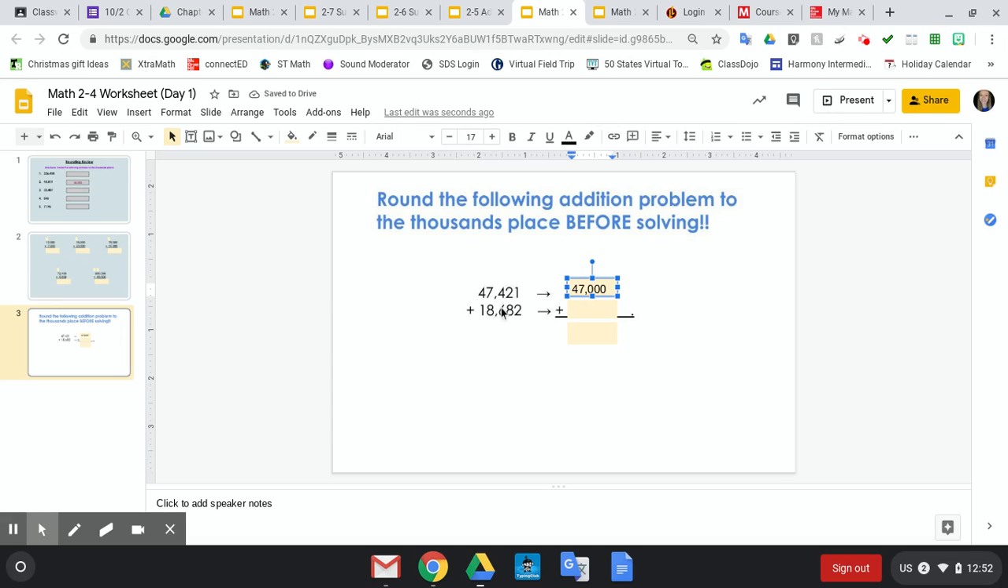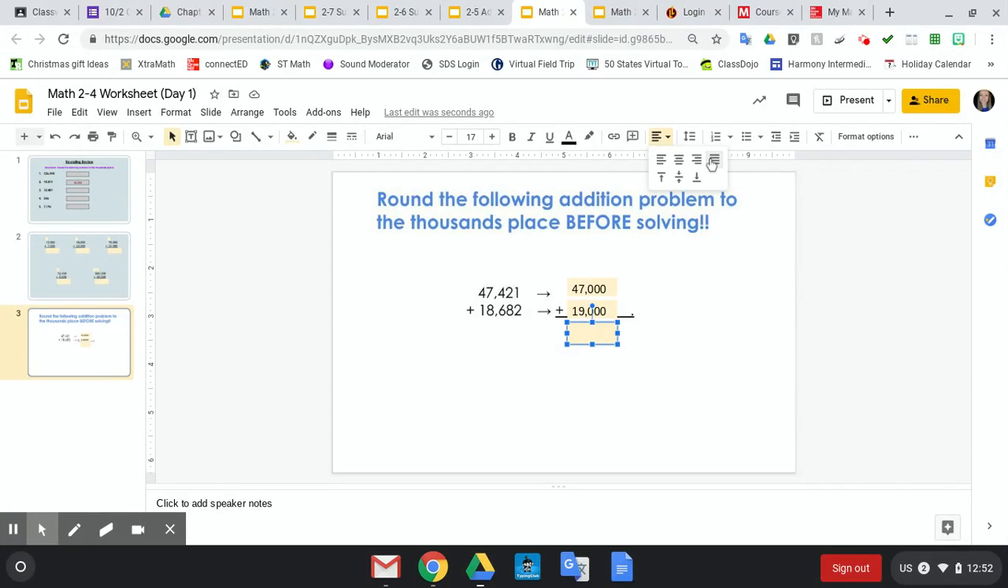Find the place, look next door, 5 or more, we raise the score. 6 is 5 or more, so I would make that 8 a 9. Keep the 1, the 8 becomes a 9, everything else is zeros. Time to add.